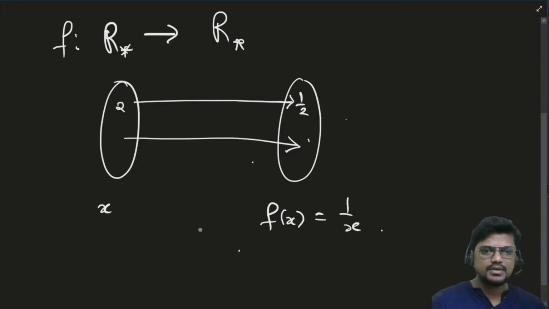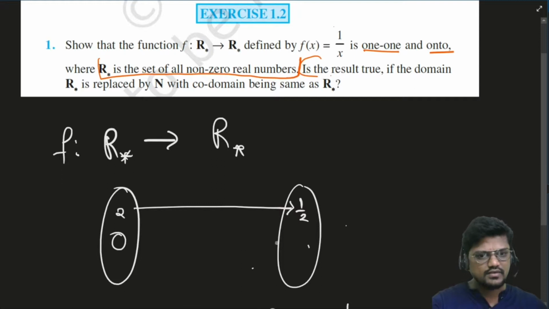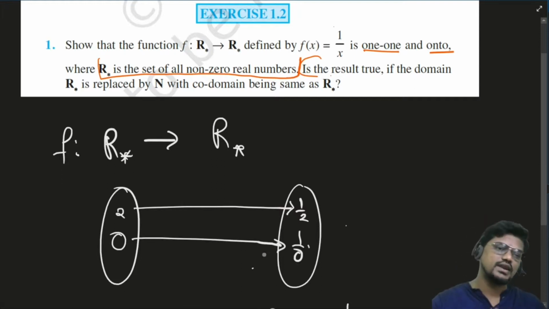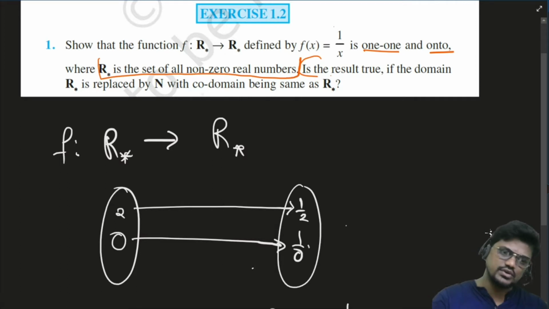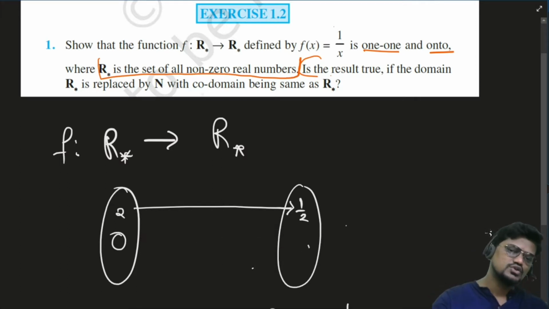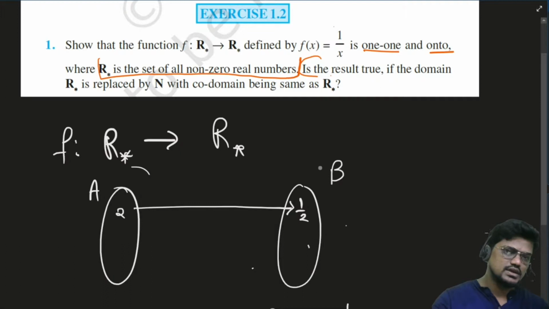The only problem is if I put 0 over here, then I will get 1 upon 0, which is an infinite number and which is not a real number, right? But they have already told you that R star is the set of all non-zero real numbers, so 0 is not there. So other than 0, if I put any value over here in the set A, anyhow I will get some element in the set B. Yes or no? And that will also be a non-zero real number.